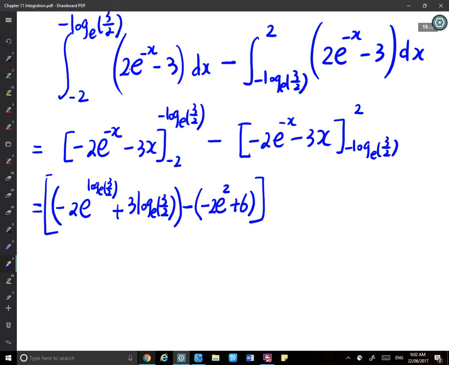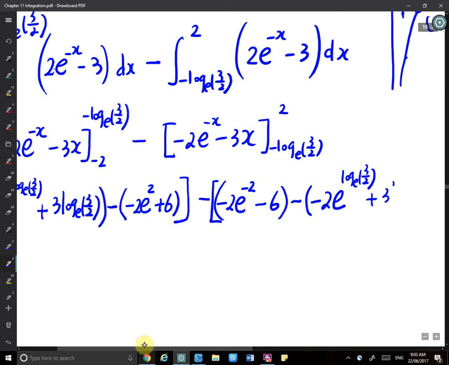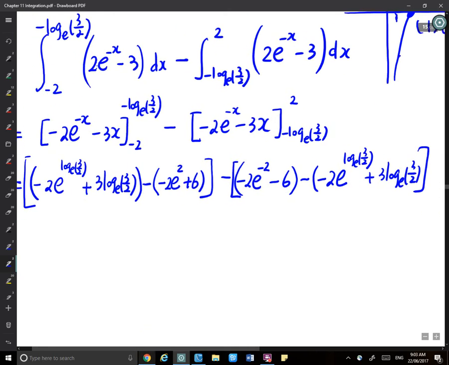You sub the first value in, you sub the second value into the function, and subtract. Now you want to substitute 2 into that. That's minus 2e to the power of minus 2 minus 6. That's your first substitution. Subtract. Second substitution, minus 2e to the power of log e 3/2, and plus 3 log e 3/2. Square bracket. Finished.